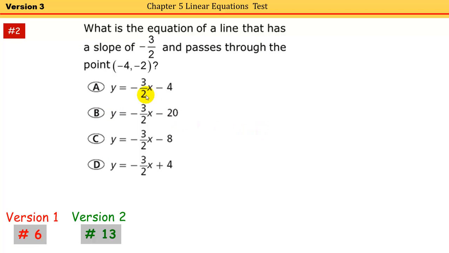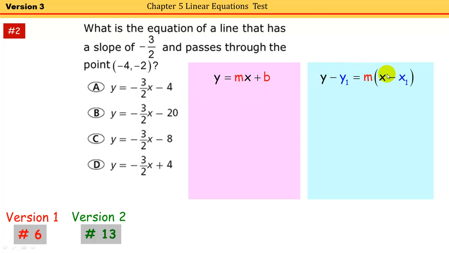Okay? Number 2, and again, this is number 2 for version 3. If you have version 1, check number 6. If you have version 2, check number 13. Okay, which equation has a line that has a slope of negative 3 over 2 and passes through this point? Well, notice all of these show that our slope is negative 3 over 2, so really it all comes down to our y-intercept. So we have two different ways that we could handle it. We could handle it using the point slope formula, or we could use a little common sense, and this is what we call our alternate method.